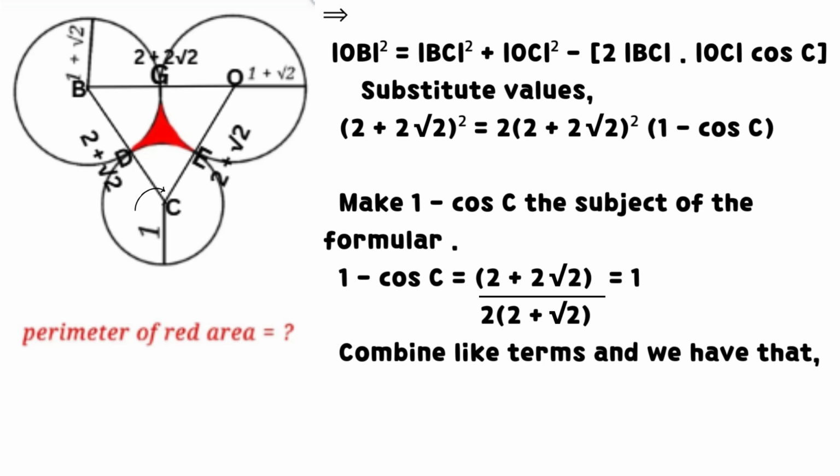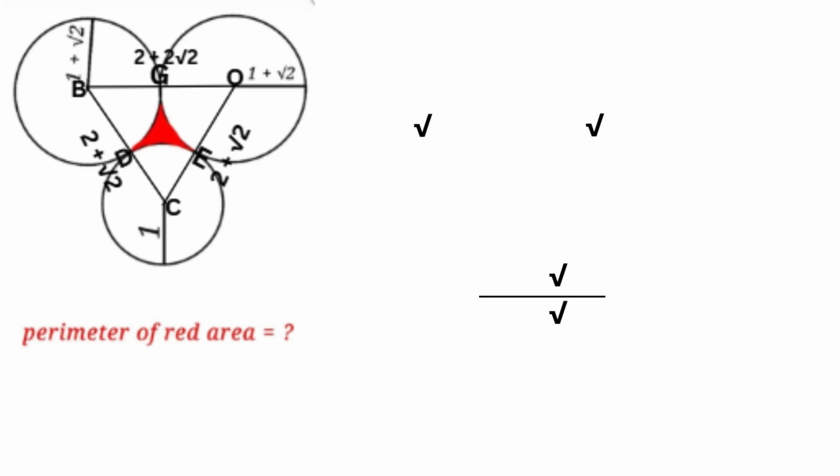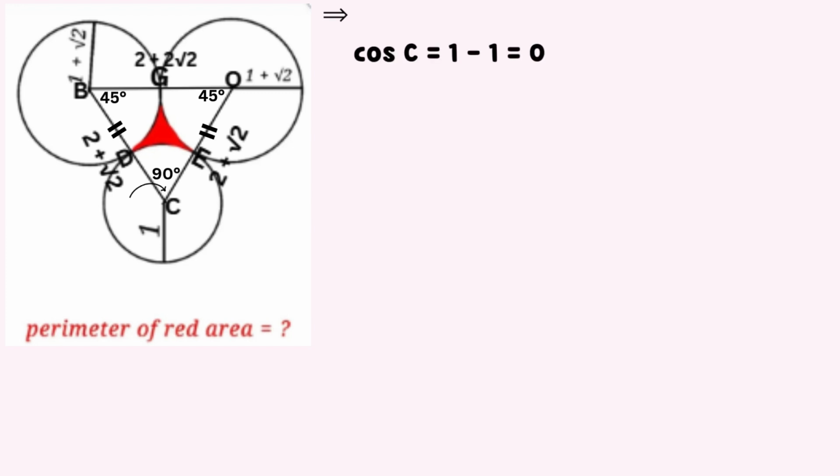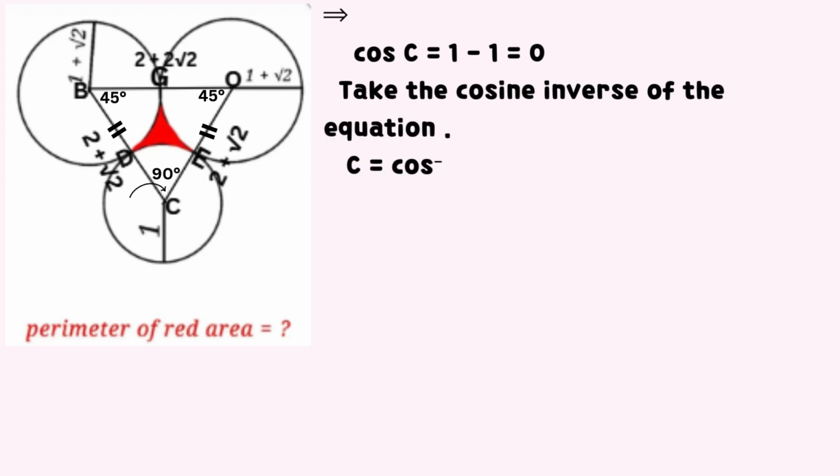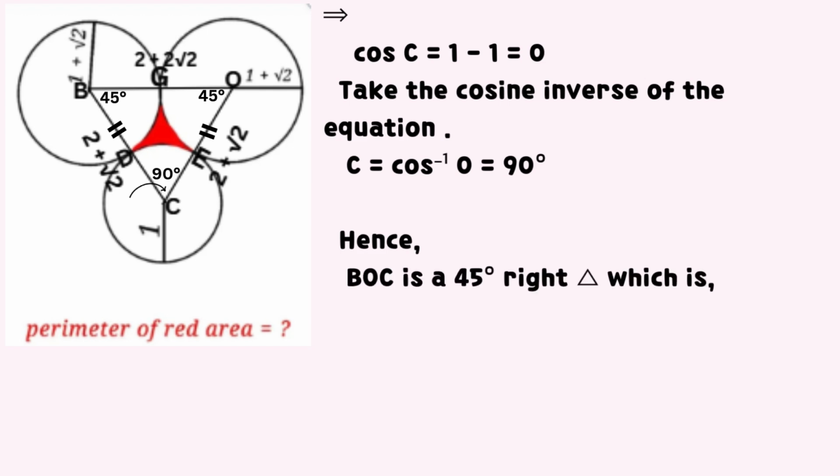Make 1 minus cosine C the subject of the formula. We obtained an equation as shown on the screen. Combine like terms and we have that cosine C equals 1 minus 1, which equals 0. Take the cosine inverse of the equation. Angle C equals cosine inverse of 0, which equals 90 degrees. Hence, BOC is a 45 degrees right triangle, which is also an isosceles triangle.